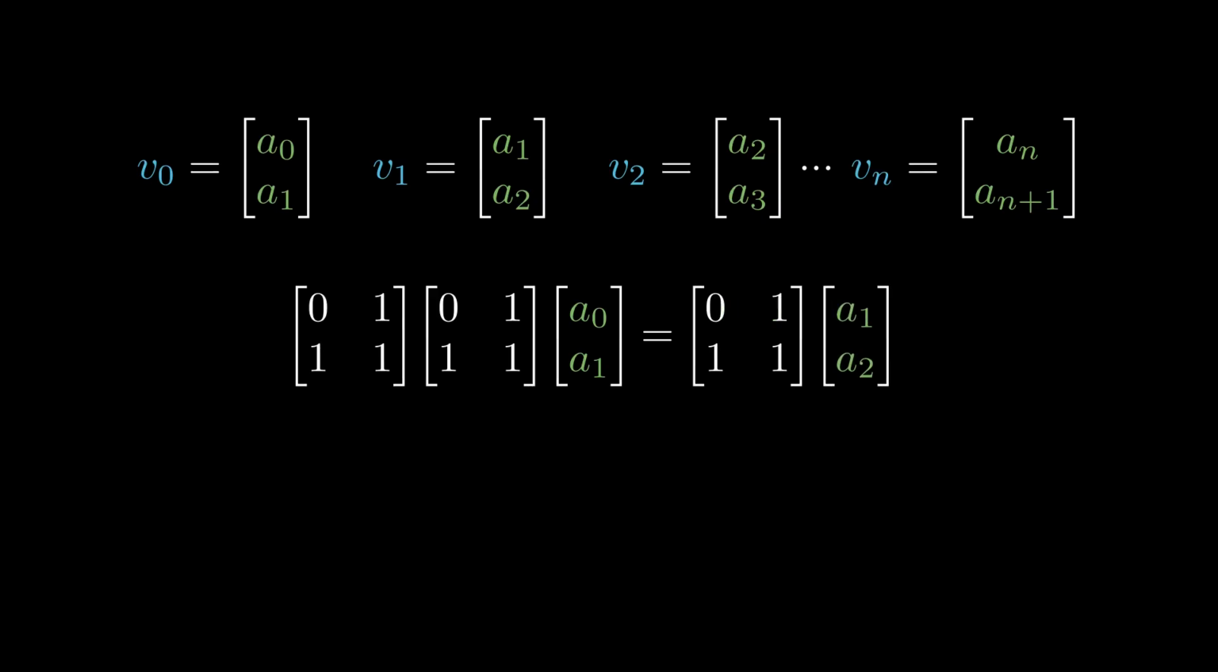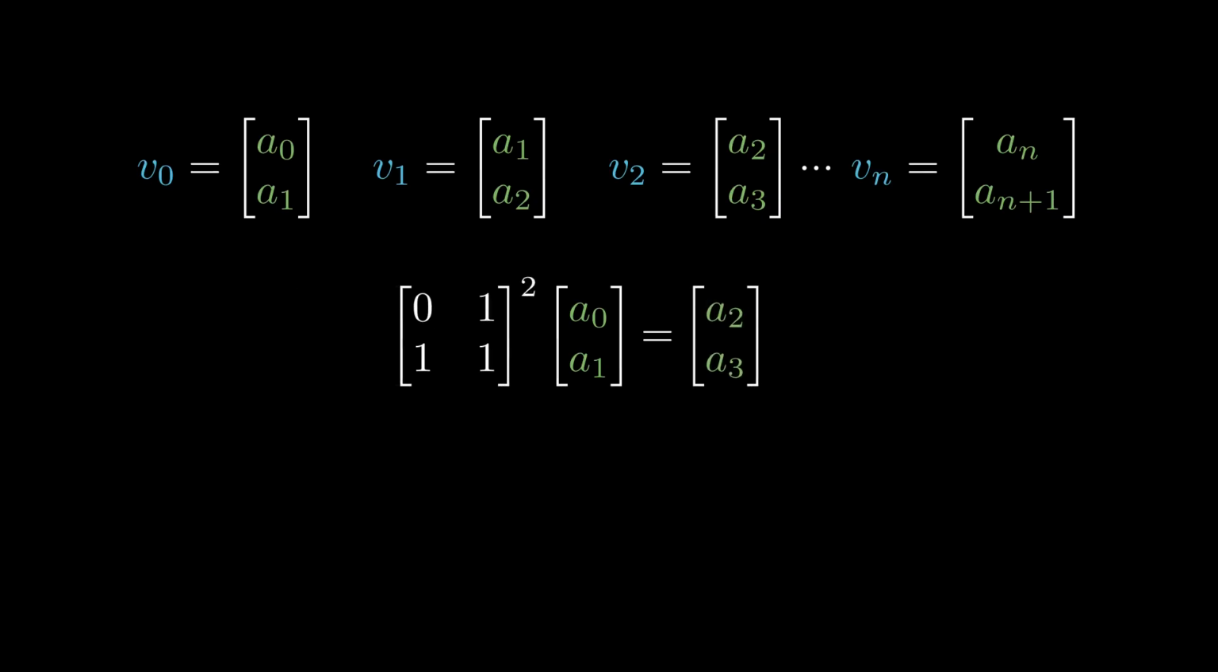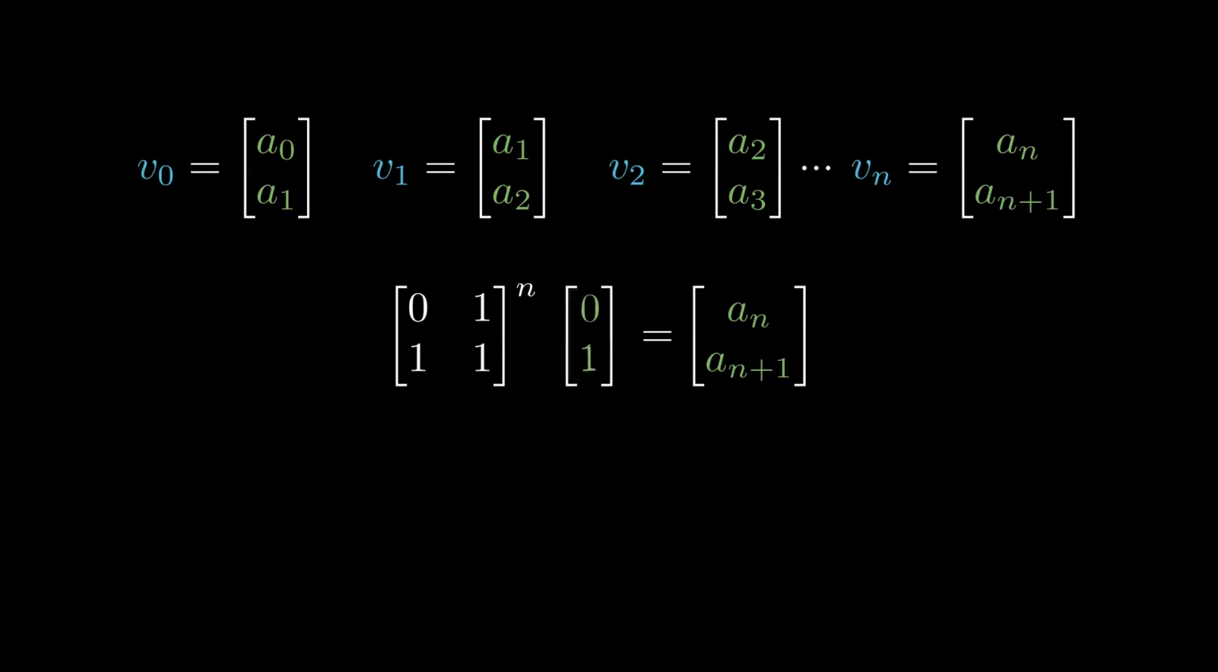We can keep multiplying our vector with this matrix, and each time we do, the entries become higher and higher Fibonacci numbers. Looking at this, we can see that we can solve our problem by multiplying the matrix n times with itself, then multiplying it with our start vector, which remember has 0 and 1 as its entries, and then look at the top entry. So the real task here is how to calculate this matrix.